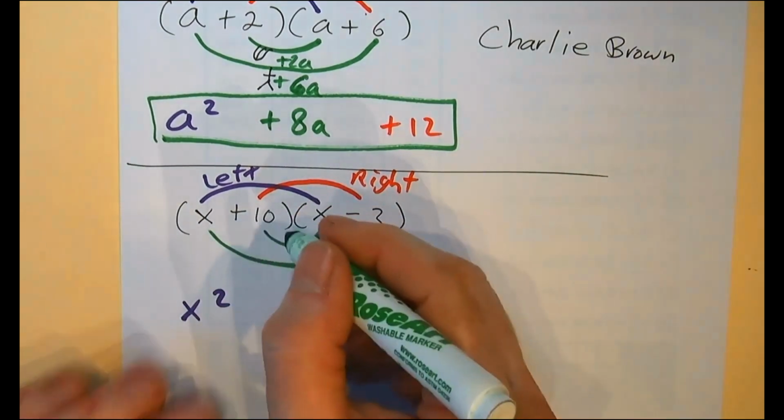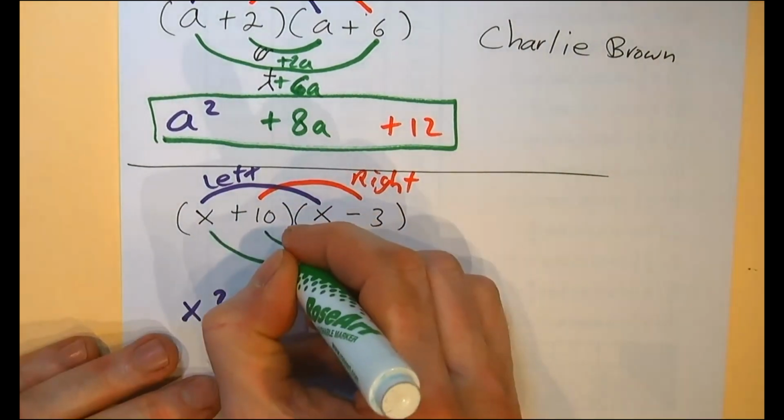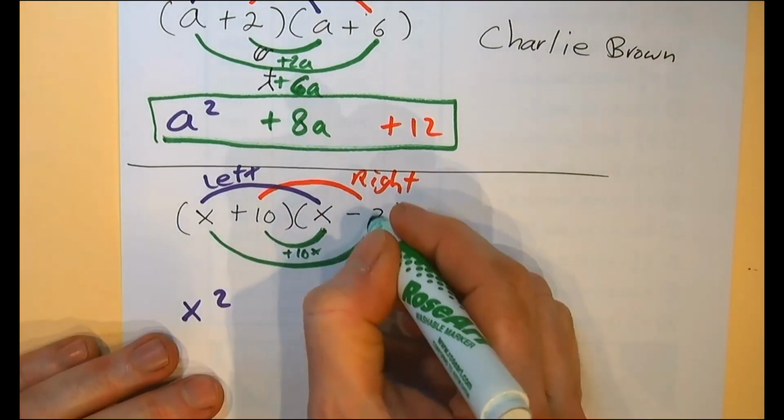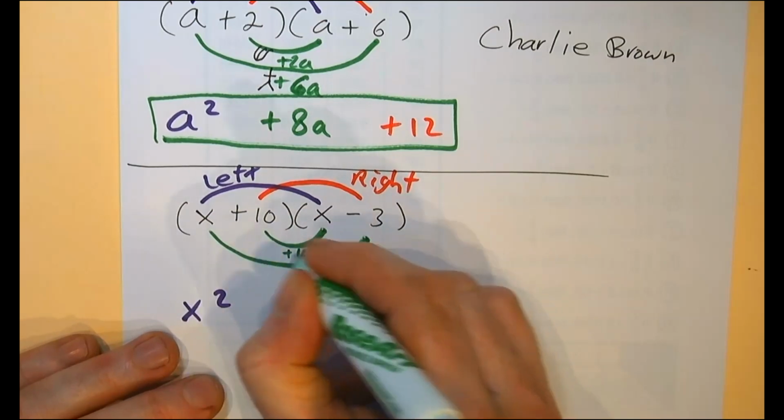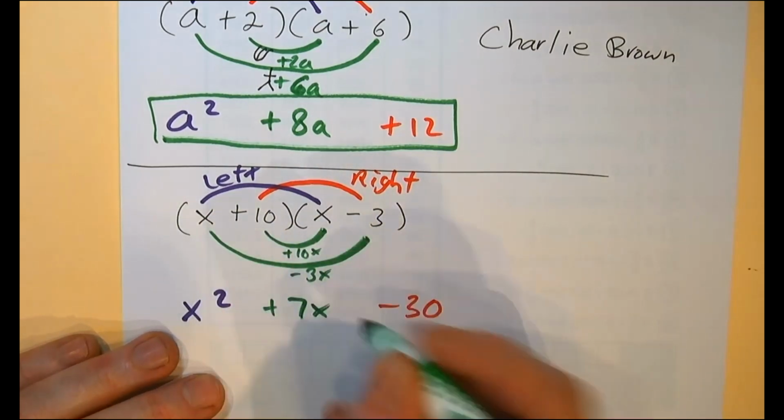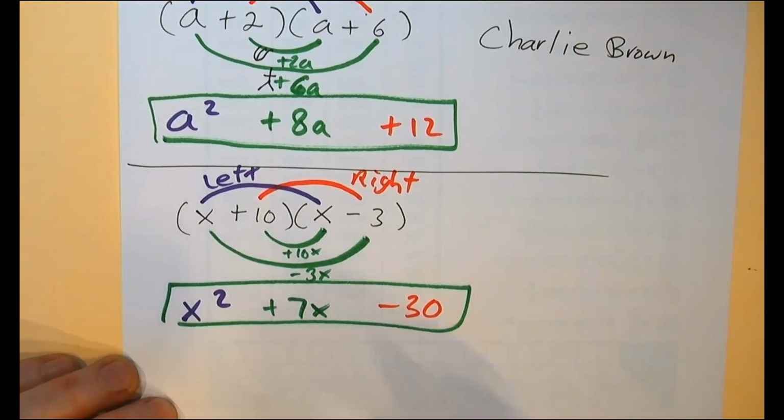That's the middle. And can you do it in your head? Plus 10x, I will write it, plus 10x. Negative 3 times x, negative 3x. 10 minus 3 is 7x. And this is your answer.